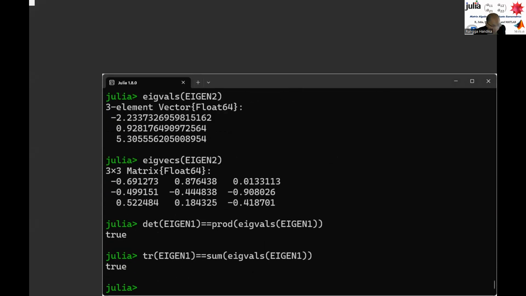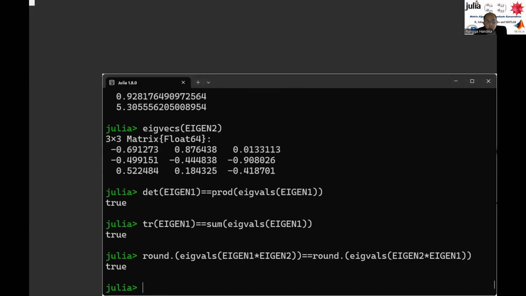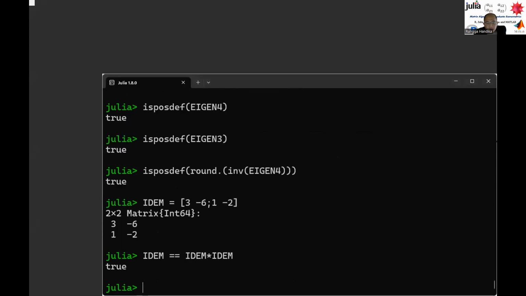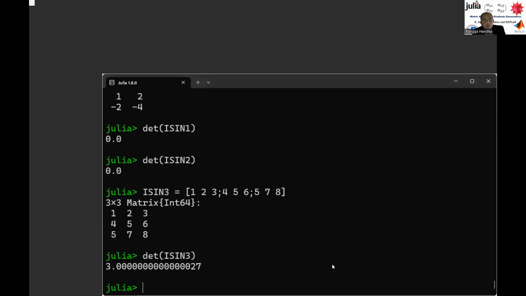You can make, okay, positive definite. You can also try. There is a function, isposdef, and then idempotent and then singular. Just calculate the determinant. Okay.